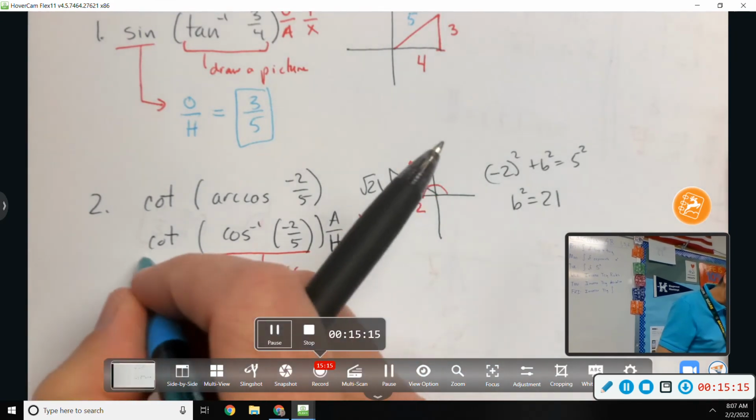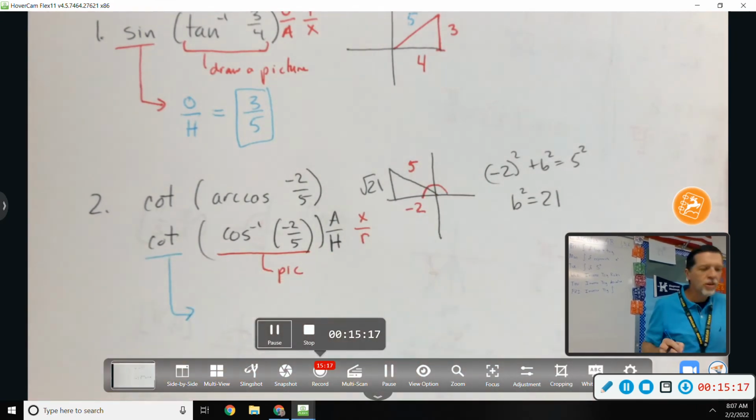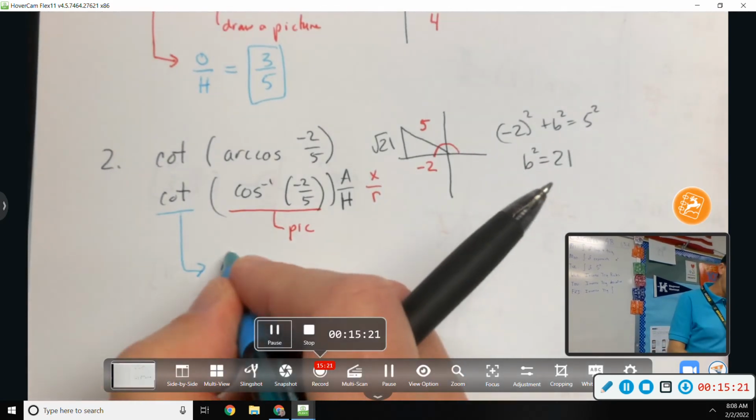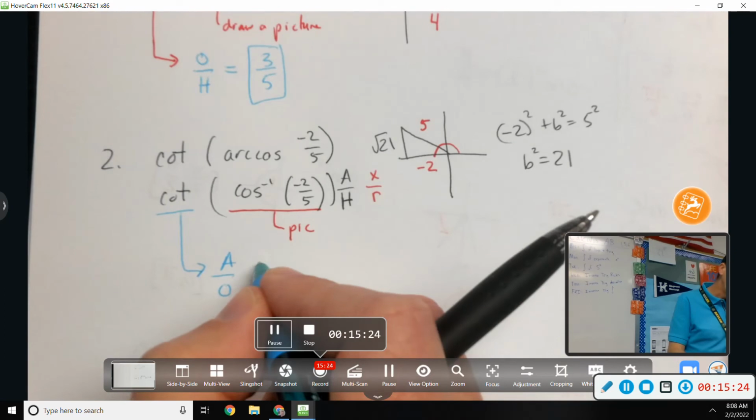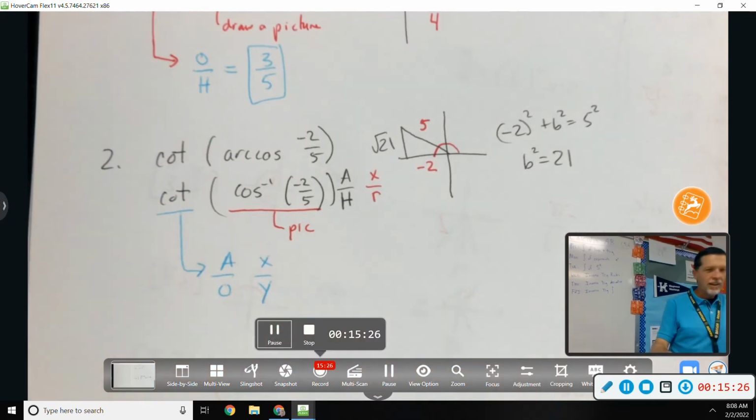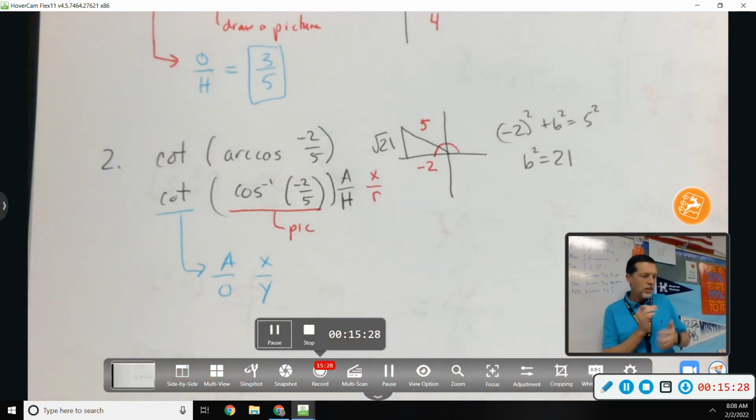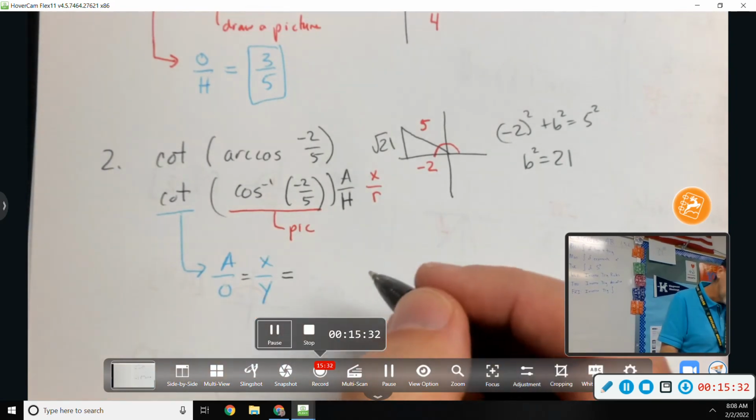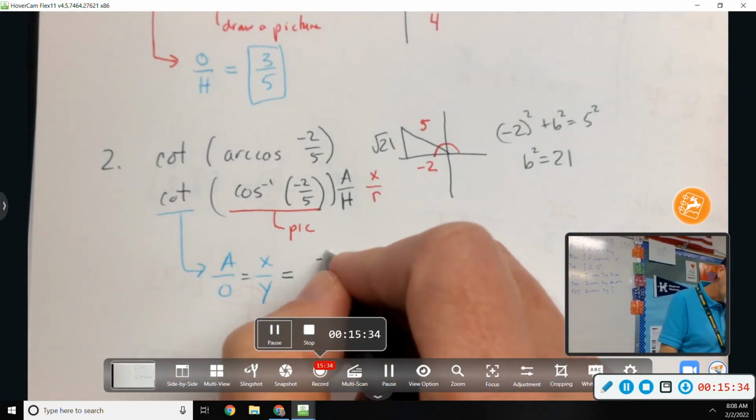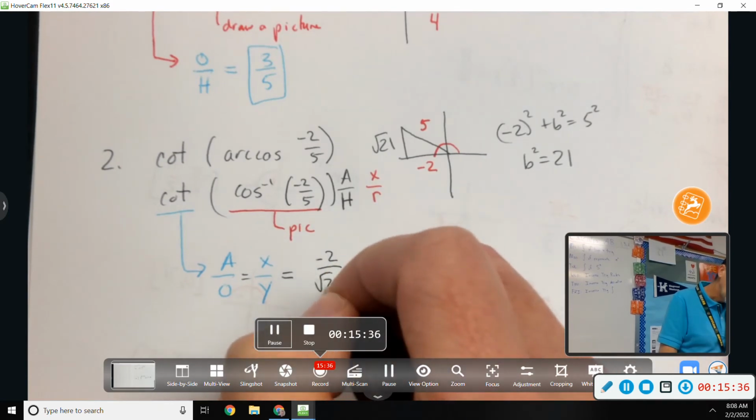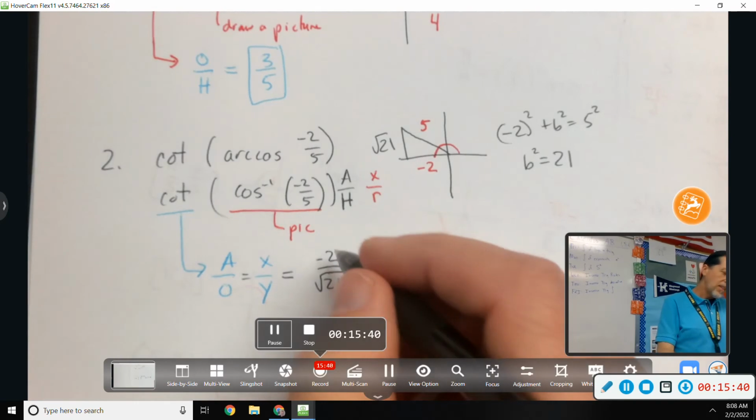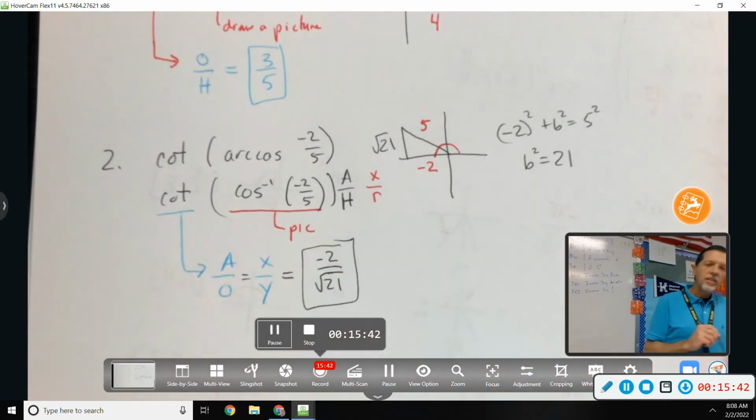And then cotangent. What's cotangent in terms of... Oh, I heard them both, and both are right. Adjacent over opposite or x over y. And that means the same thing as long as you can keep x and y situated with adjacent and opposite. Let's see, x is -2, y is square root of 21. And in pre-cal we'd have to fix that, but this is calculus, we leave it alone.